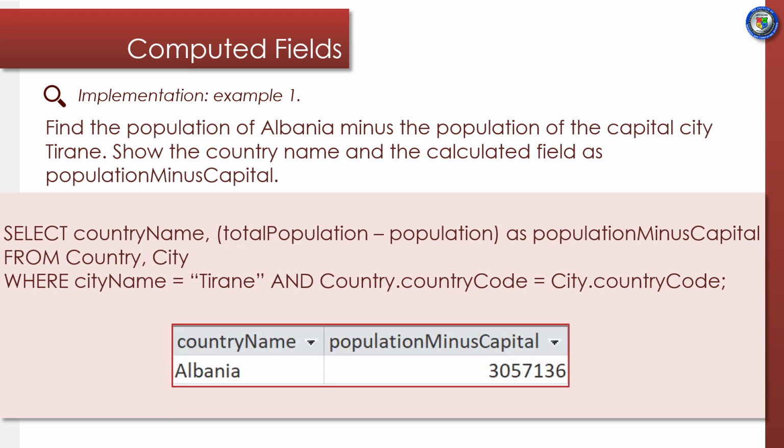This will return the following output. Total population minus population returns this value. As population minus capital city will be the readable heading for that output.